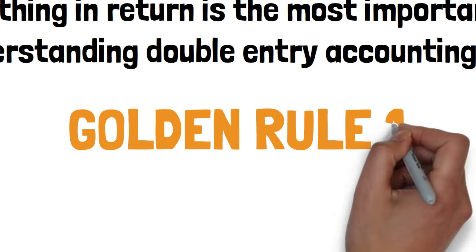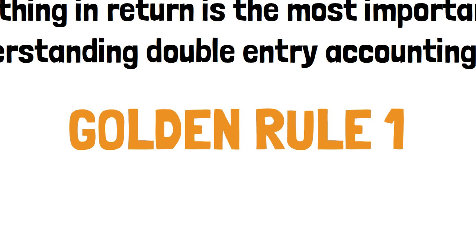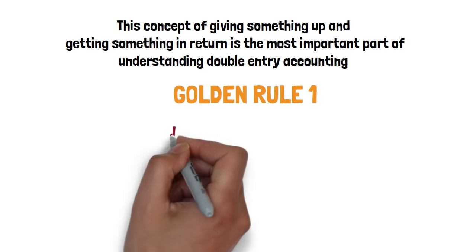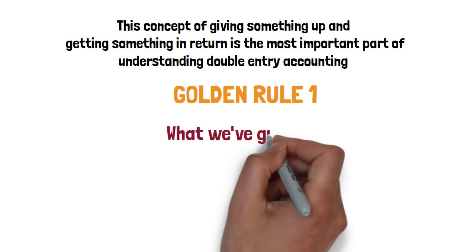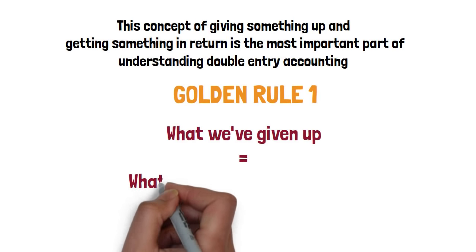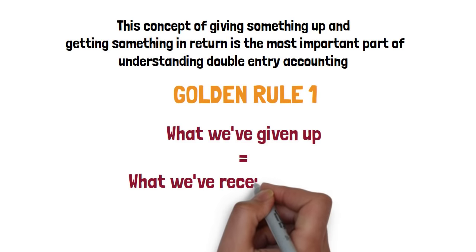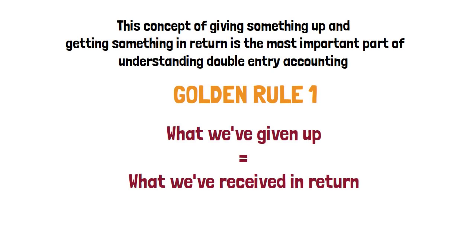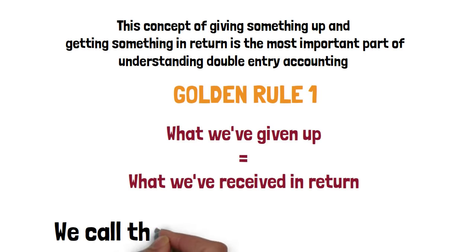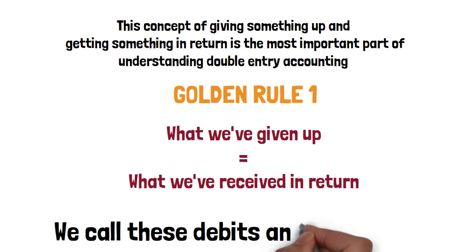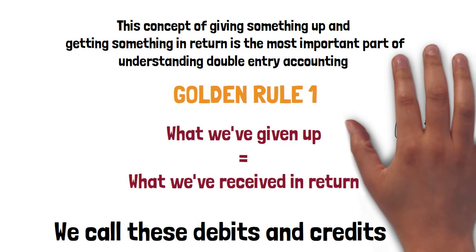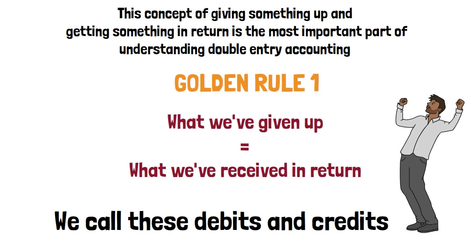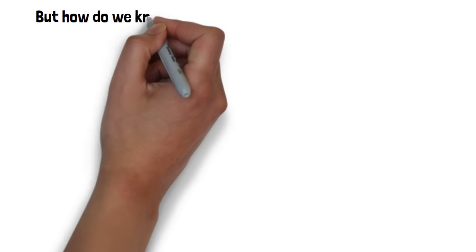That's why this is my golden rule number 1. So, the first golden rule is what we have given up must equal what we have received in return. This is the exact concept on which debits and credits are founded, and therefore, using this concept, debits must equal credits. But how do we know what to debit and what to credit?